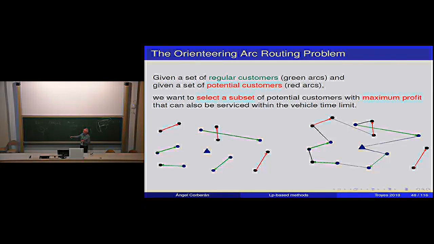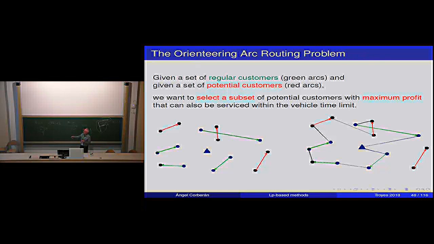We have to transport something. The green arrows or arcs mean regular customers. We have to do that for my customer that is paying me. That one, the green arcs.